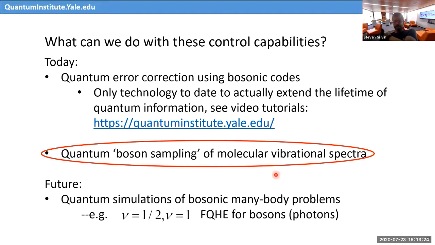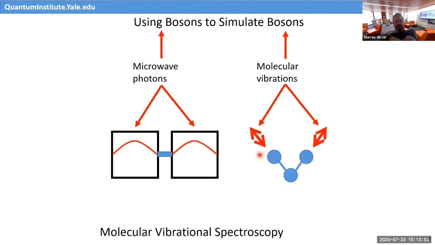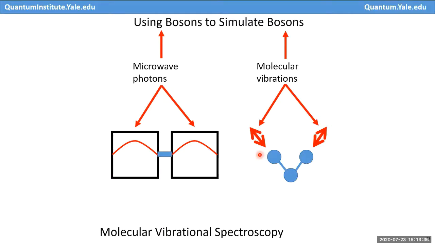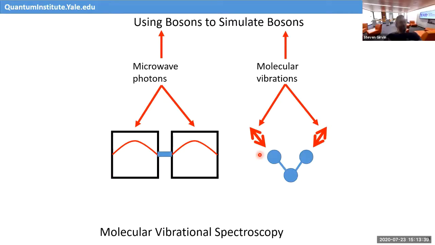But what I'm going to focus on for the rest of the talk is to do boson sampling of molecular vibrational spectra. The idea here is, you all know that people are interested in fermions and quantum chemistry problems, and solving for the energy levels of all the electrons in molecules. And that's very hard to do with qubits because of all the minus signs in the fermion determinants and so forth. So you have to do the Jordan-Wigner transformation and you get very complicated multi-qubit Hamiltonians.